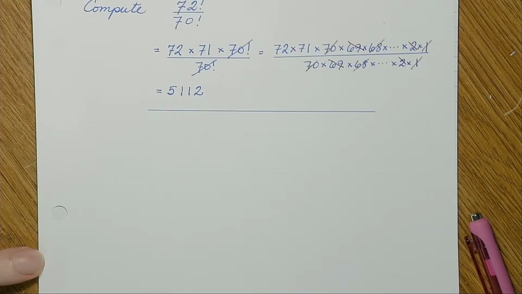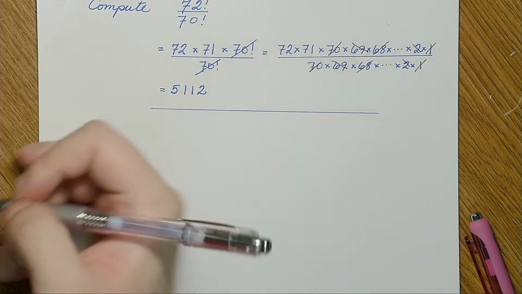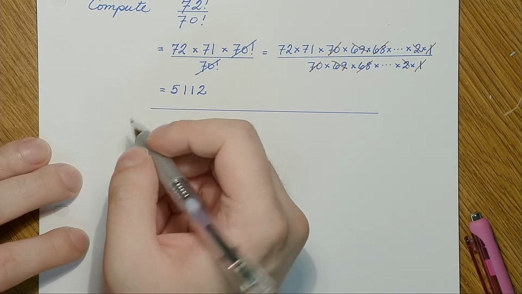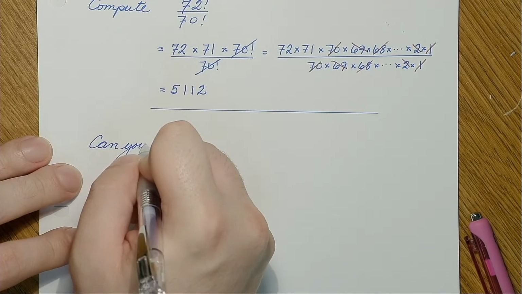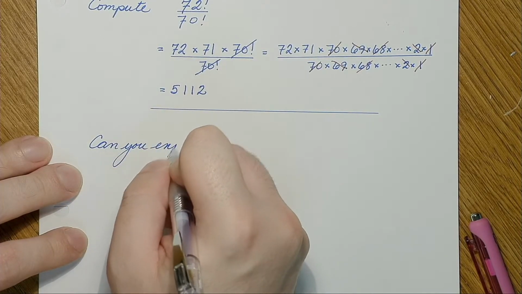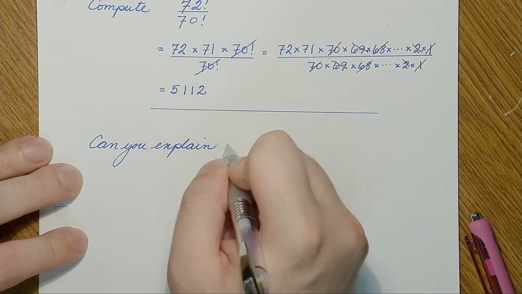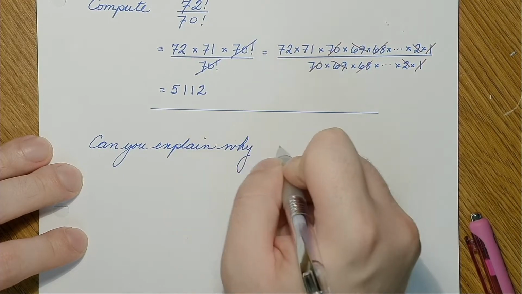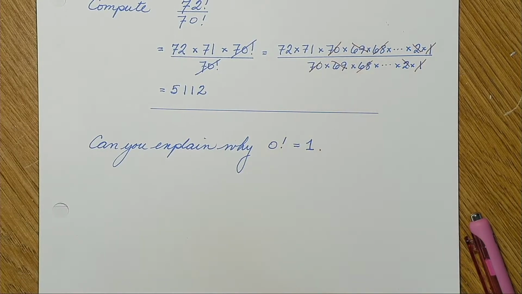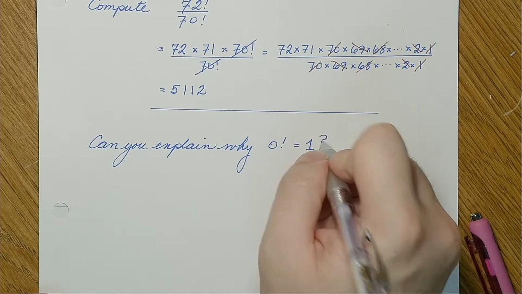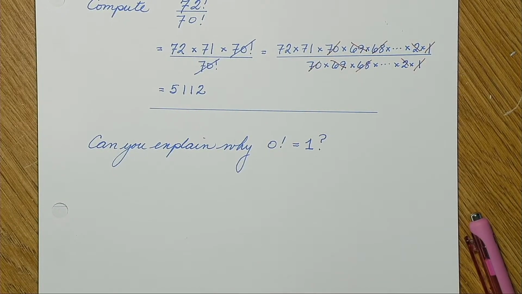So we've kind of covered how to handle calculating a factorial, but can you explain why 0 factorial is equal to 1? Can anyone just quickly mention why we're going to use 0 factorial is equal to 1?